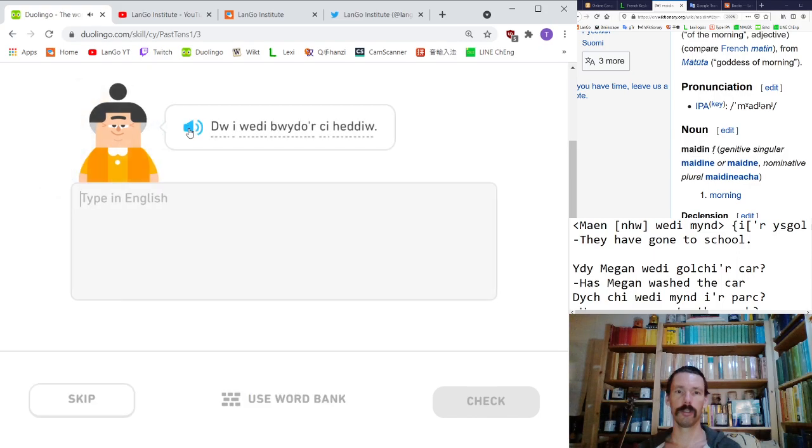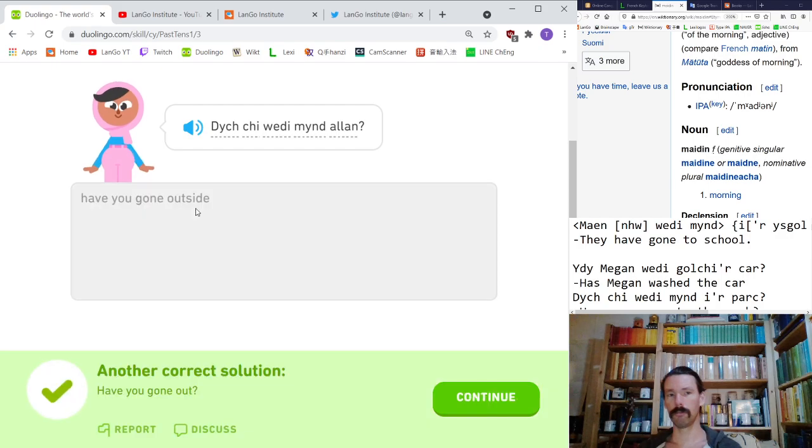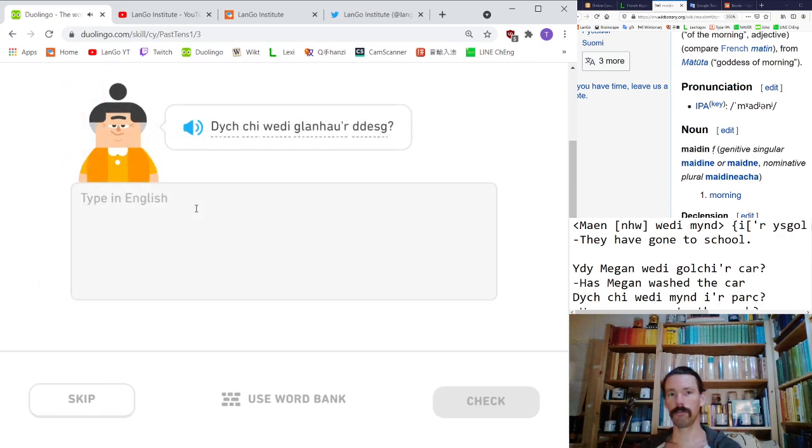Dwi wedi bwydo'r ci heddiw. I've fed the dog today. Dych chi wedi mynd allan? Have you gone outside? Dych chi wedi glanhau'r ddesg? Glanhau'r, clean. Have you cleaned the desk? Singular or plural?